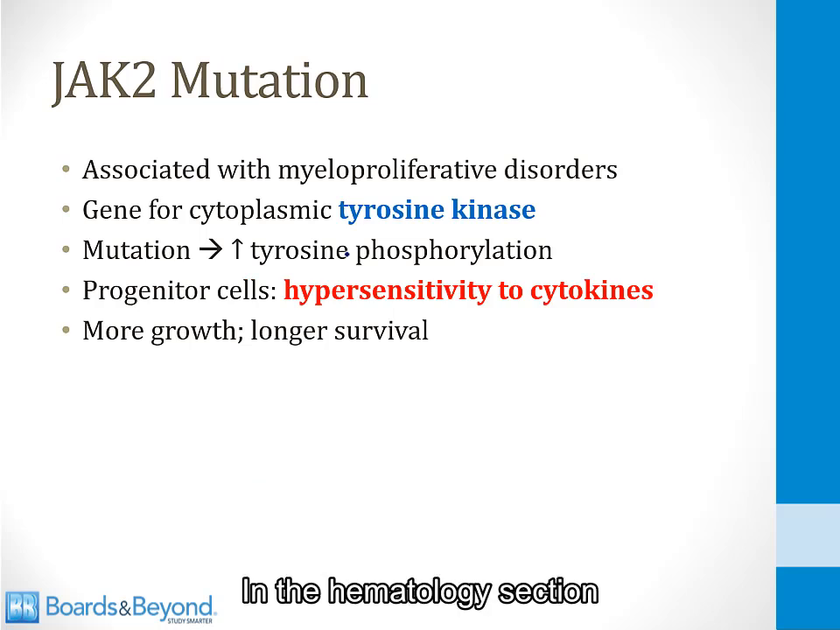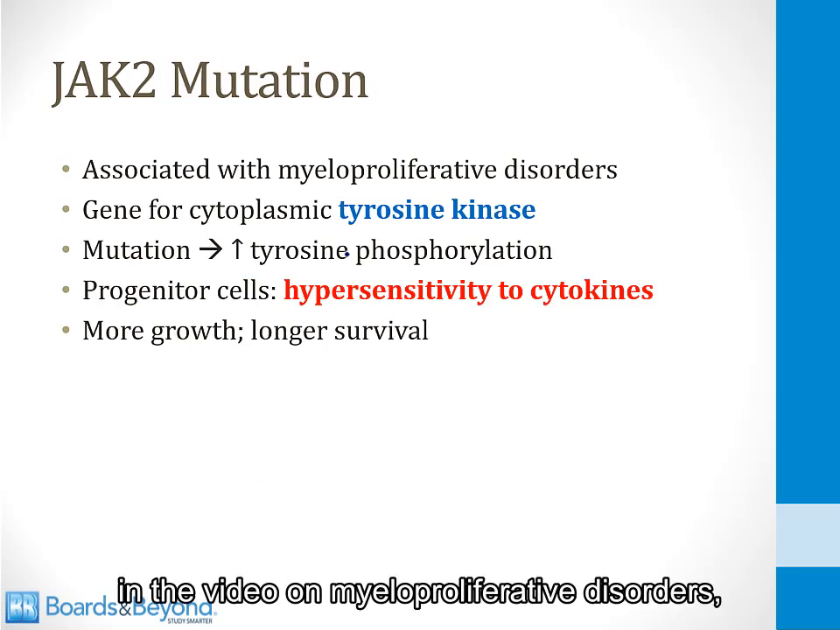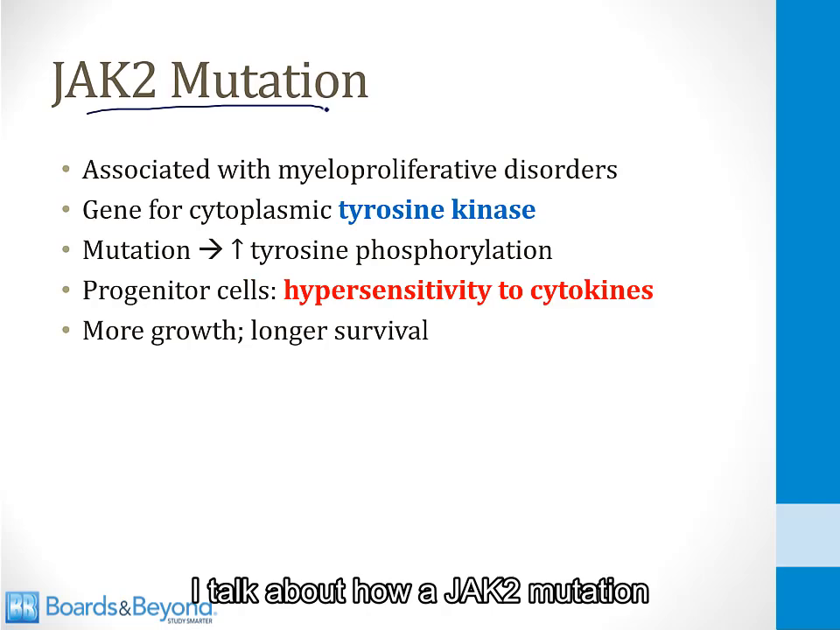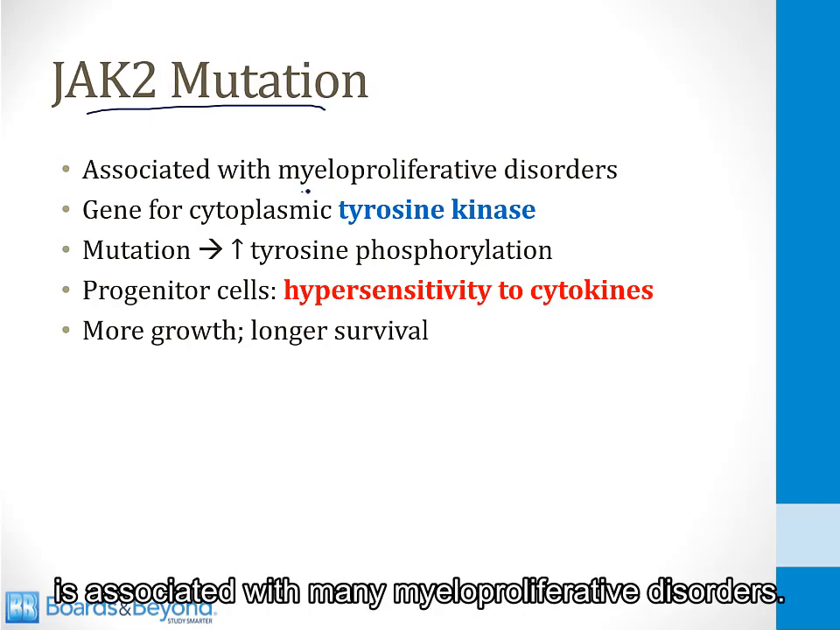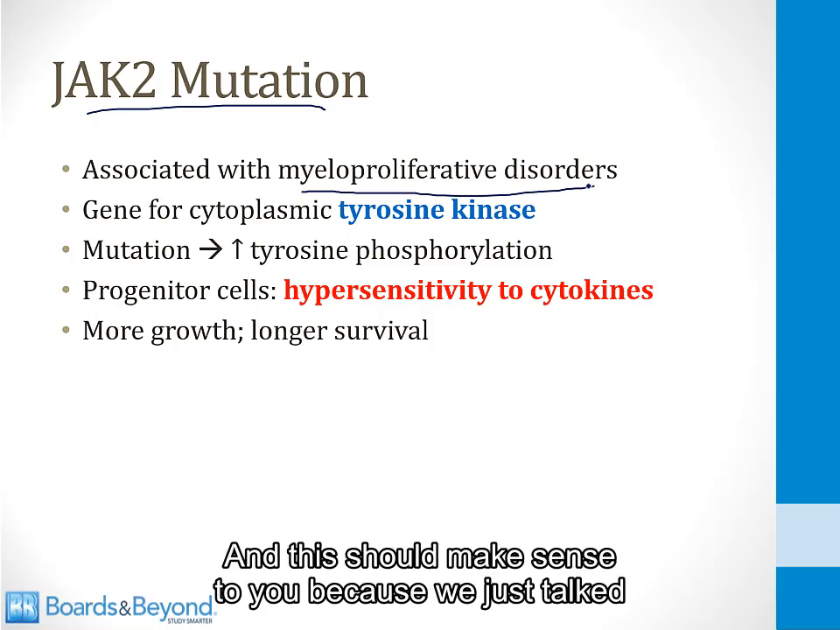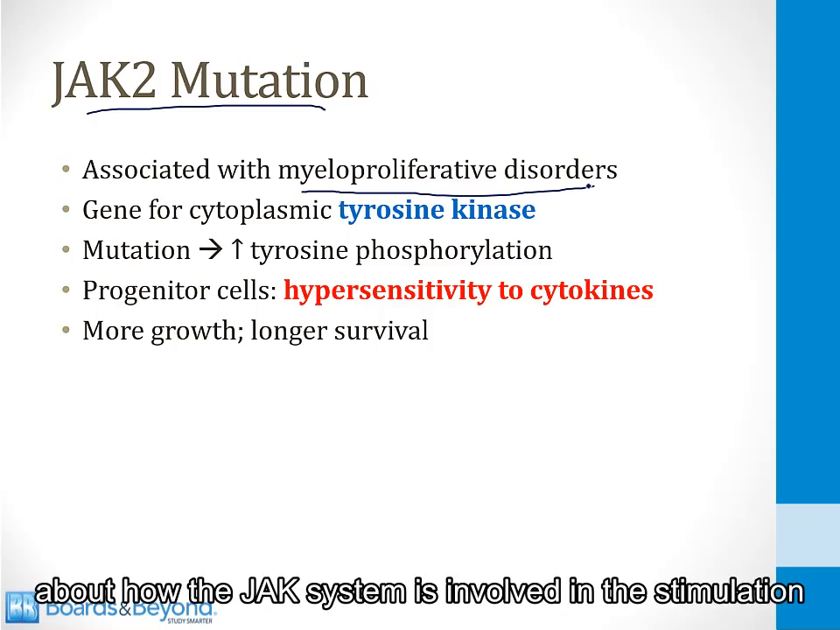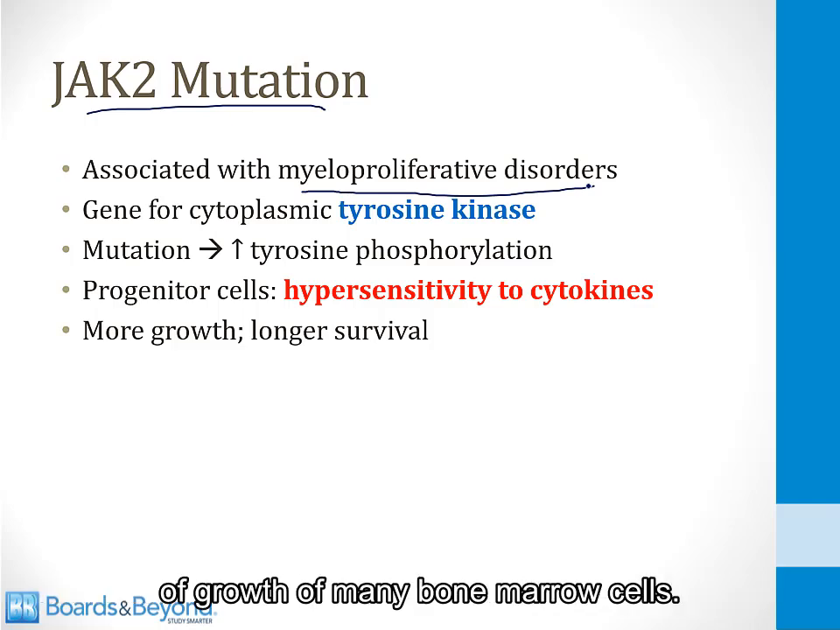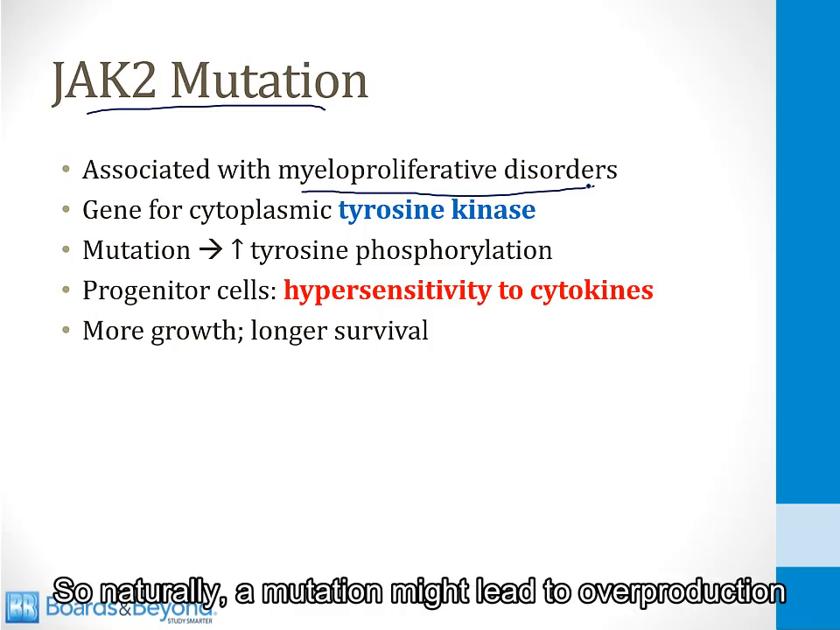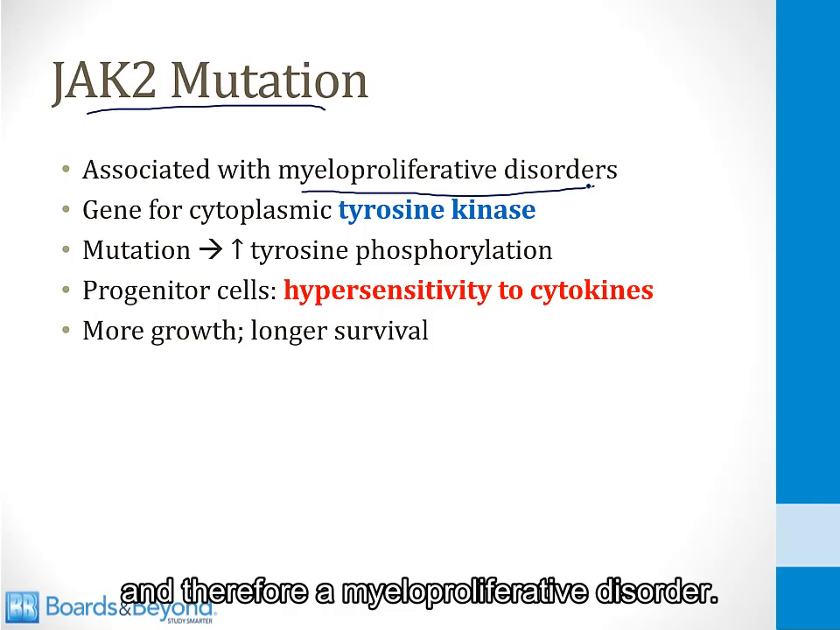In the hematology section in the video on myeloproliferative disorders, I talk about how a JAK2 mutation is associated with many myeloproliferative disorders. And this should make sense to you because we just talked about how the JAK system is involved in the stimulation of growth of many bone marrow cells. So naturally a mutation might lead to overproduction of bone marrow cells and therefore a myeloproliferative disorder.